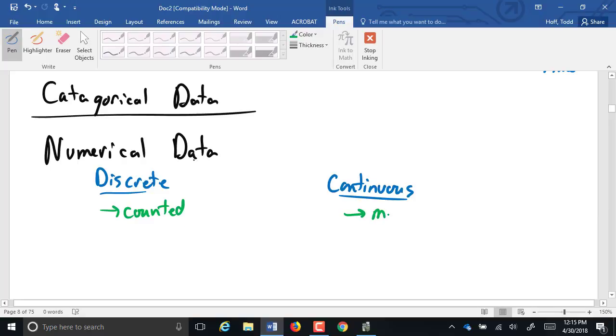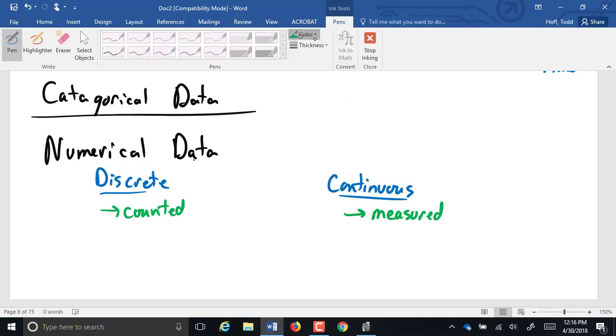Continuous are things that are measured. This would be like, how tall are you? What's your height? What's your weight? How long does it take you to do a certain thing? Time is continuous.